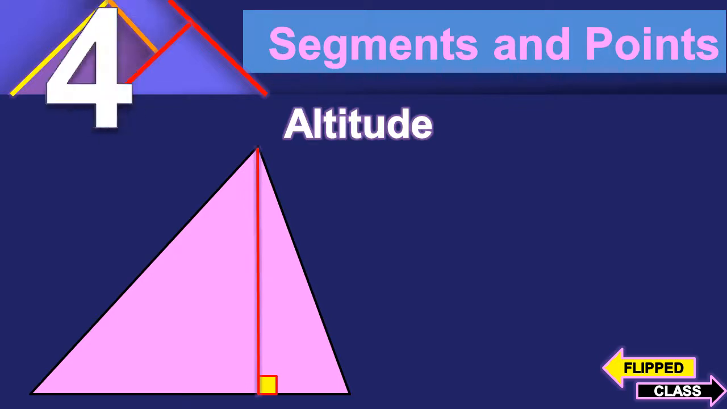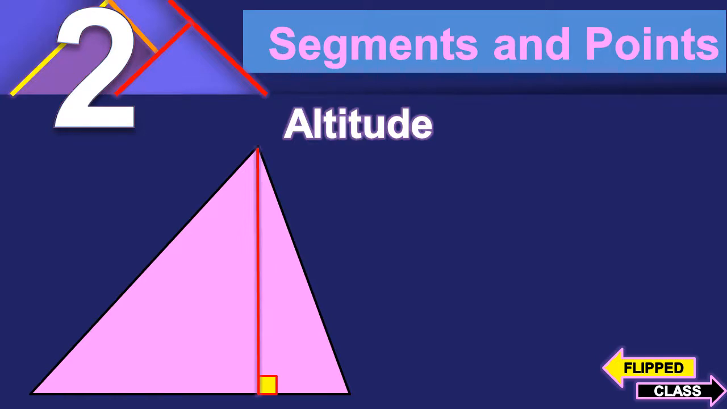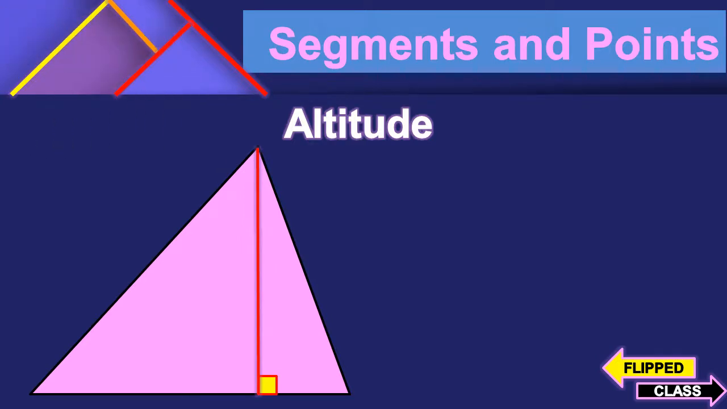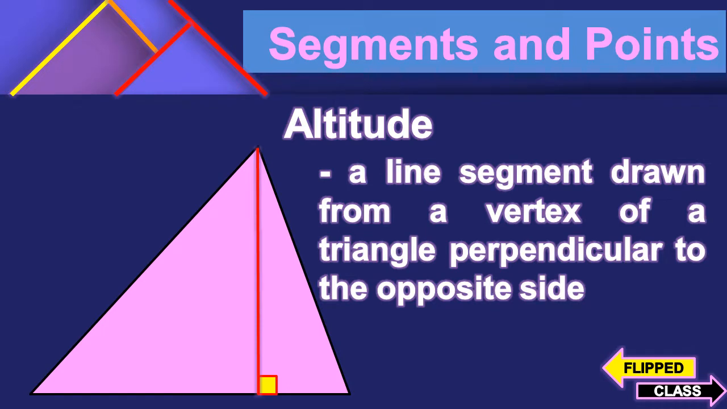Five seconds left. Okay, time is up. In this given figure, altitude is also considered as the height, and it is defined as any line segment drawn from any vertex of a triangle that is perpendicular to its opposite side.